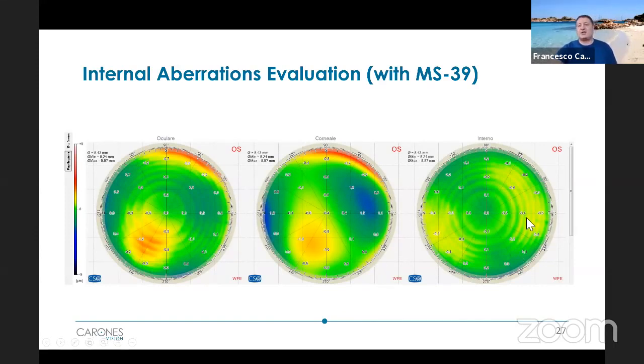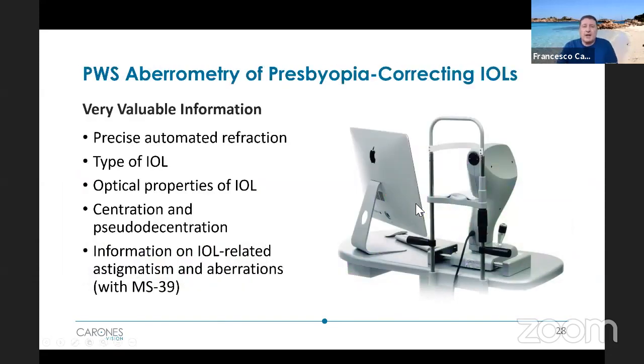And you see here that the internal aberrations, as subtracted from the corneal aberrations, actually are showing the pattern of a presbyopia correcting multifocal diffractive IOL, but with no coma at all. So the responsibility for this coma in the whole system, the whole measurement, was not coming from inside, but only from the cornea.